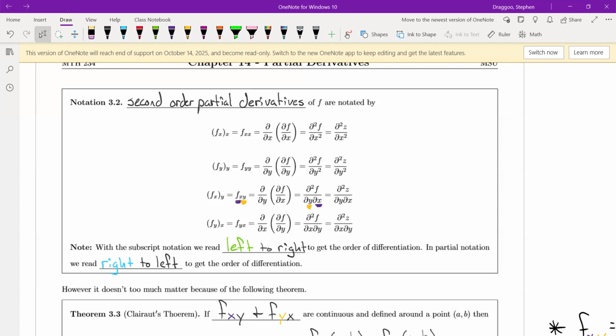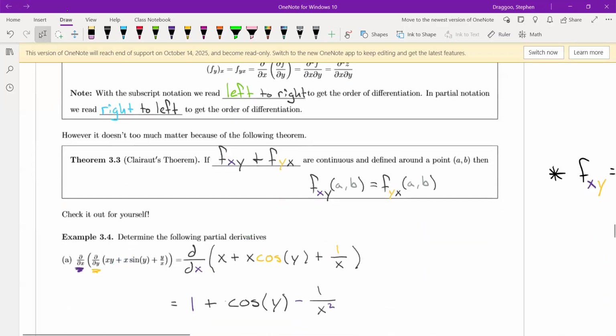And because we want to be extra complicated and introduce lots and lots of notation, I want to point out that when we use subscript notation versus the partial derivative notation, the order in which we read reverses. So if we're looking at the subscript notation and I see f sub xy, that means x partial first, y partial second. But if we're reading the partial derivative notation, these things are nested on the inside of parentheses. So we have to read inside out, which effectively means we're reading right to left instead of left to right.